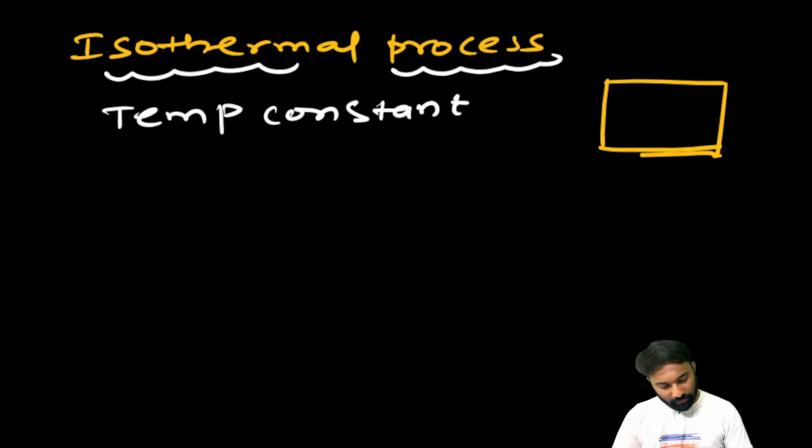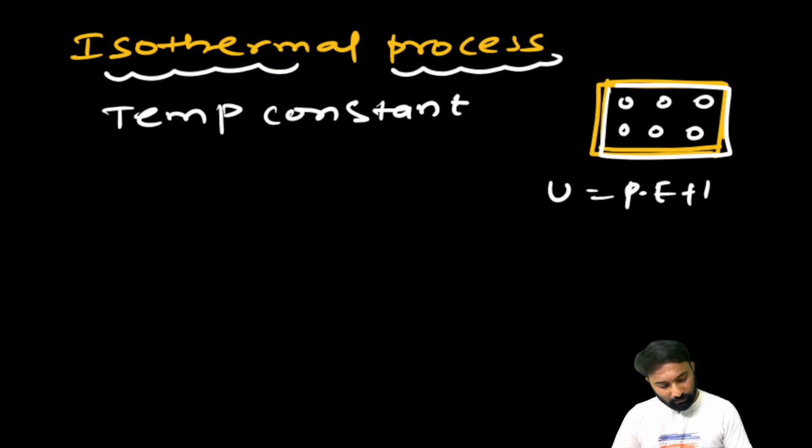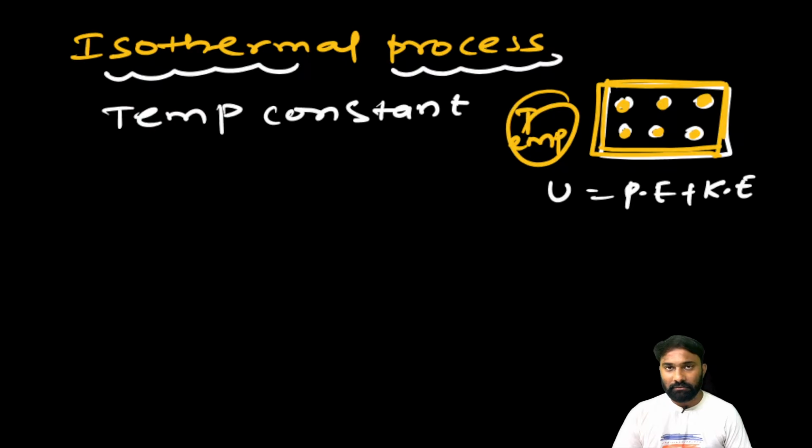This is a system. For the system, we have the gases. Every system has internal energy due to potential energy plus kinetic energy. Potential energy it gets when the particles are attracting or repelling. Clear? Kinetic energy means nothing but movement of the gas particles. Let's suppose I made the temperature constant. If I made temperature constant, what will happen? Whatever gas particles are present will stay in the same place. They will not move here and there.